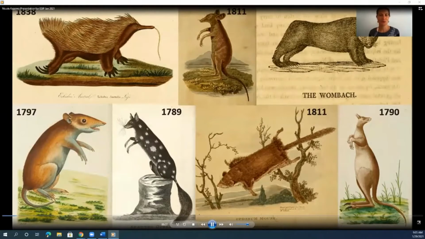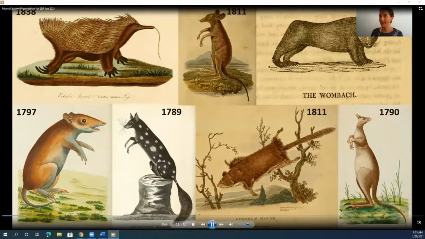These illustrations are all from the late 1700s and early 1800s. This is the period in our history when these animals were being discovered by Europeans. The publications contain no acknowledgement that there were already a people on this land who had an intimate knowledge of the biology and the behaviour of these animals.